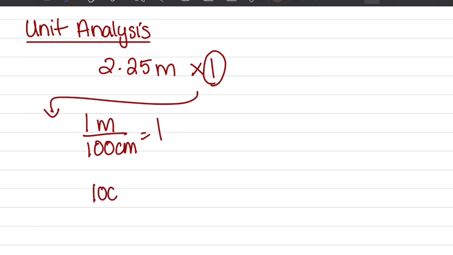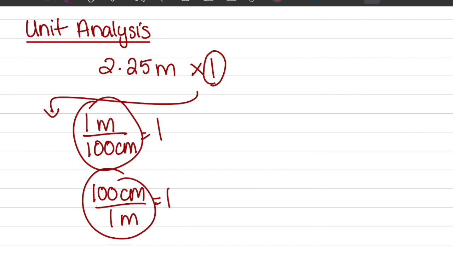Same thing if I take 100 centimeters and divide it by 1 meter. I should get 1 because these are equal to one another, right? So I'm going to use these fractions to help me convert from meters to centimeters. I'm going to erase that 1, and I'm going to pick either this fraction or this fraction to multiply by because they're equal to 1. So which one do I choose? That is the tricky part.